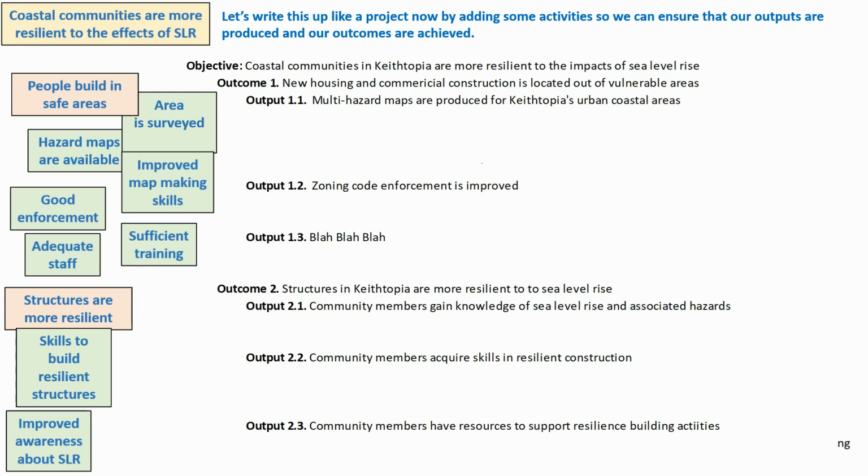Again, this is a service we're providing. We're giving people skills. Now, this is not an outcome because they haven't used the skills yet. Yeah, the outcome is the result of using the output. So if community members use their skills in resilient construction, then structures in Keytopia are more resilient to sea level rise, and that is our outcome. And then our third output is that community members have resources to support resilience building activities. They have resources like money and time and so forth.